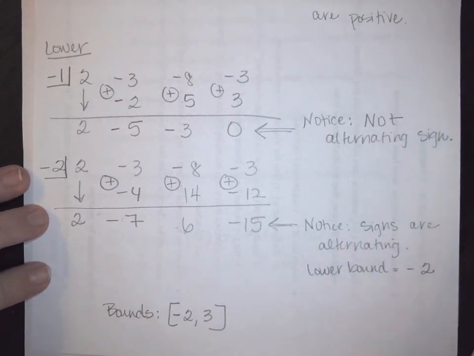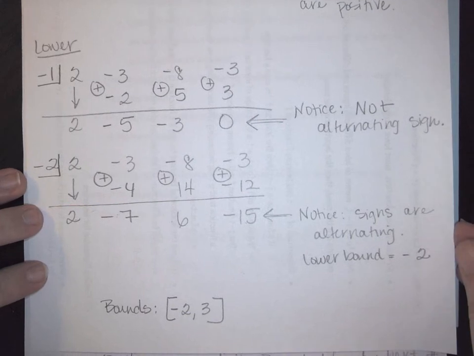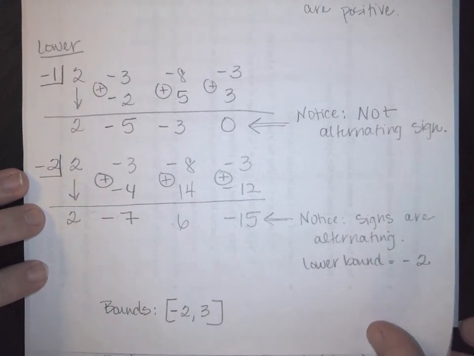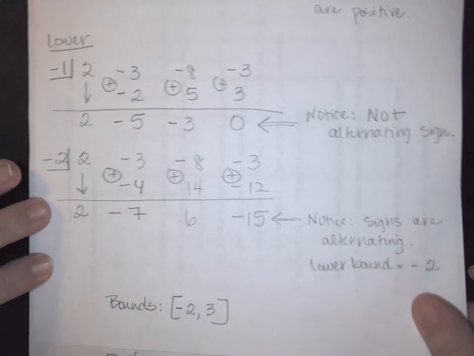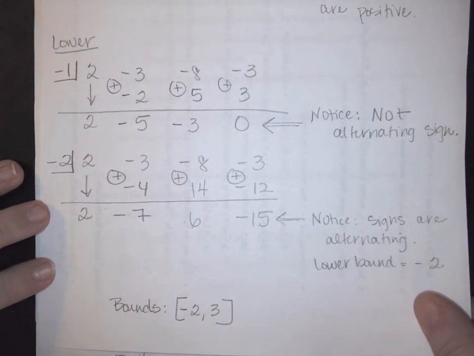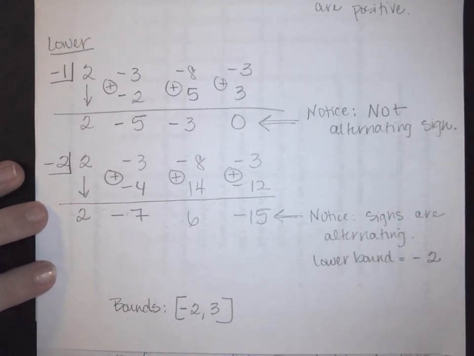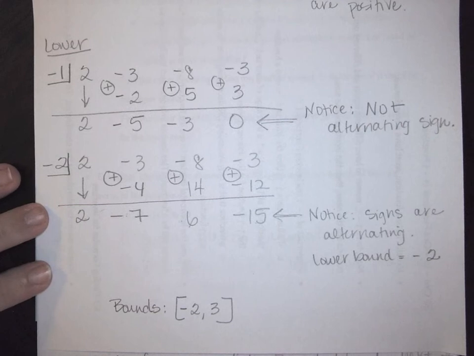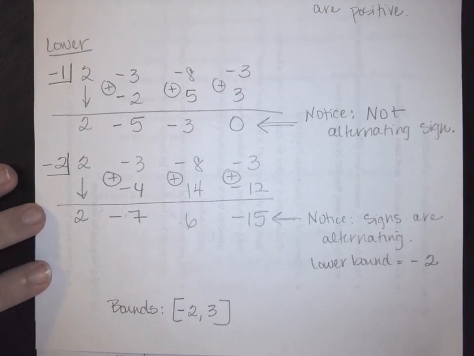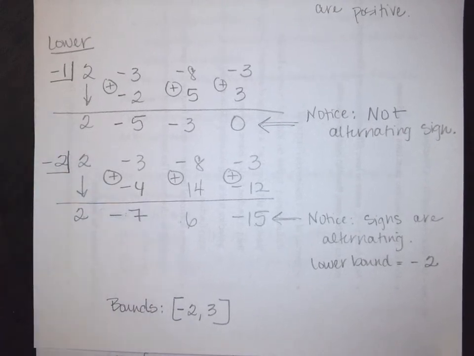Alright, so that's all there is to it with bounds. It's not more complicated than that. It's just simply a matter of being able to determine where the zeros are going to basically lie between. And that's that. So just remember, upper bound means that once you run your synthetic division, all of those numbers should be positive. Lower bound means once you run that division, your signs should be alternating.